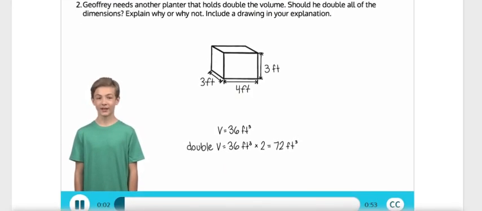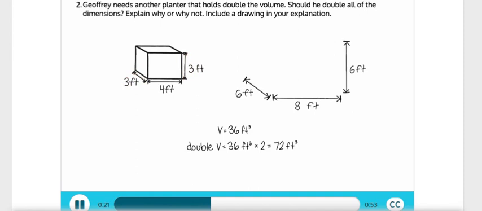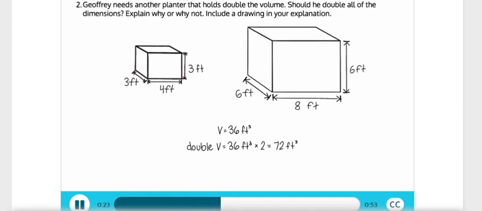I wanted to figure out if doubling the dimensions would be the same as doubling the volume. First, I made a new prism to show what this would look like. I doubled the length. 4 times 2 is 8. Then the width. 3 times 2 is 6. Then the height. 3 times 2 is 6. And drew a prism with these dimensions.